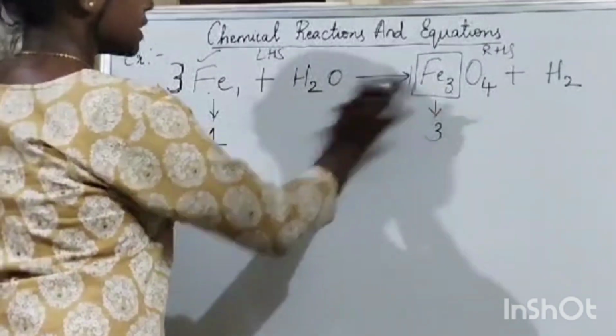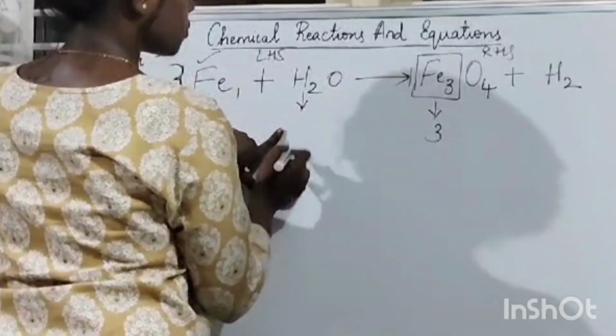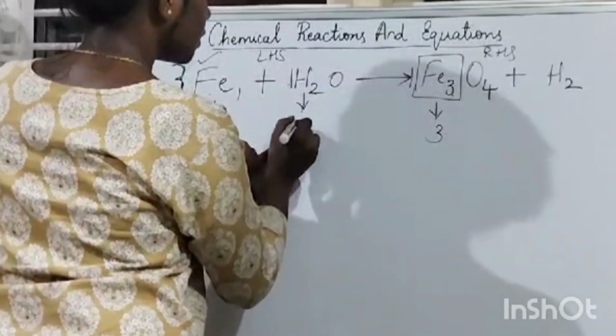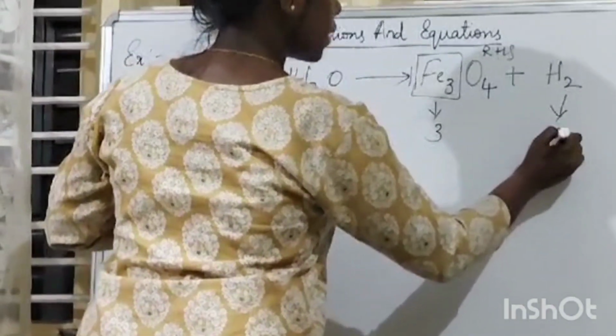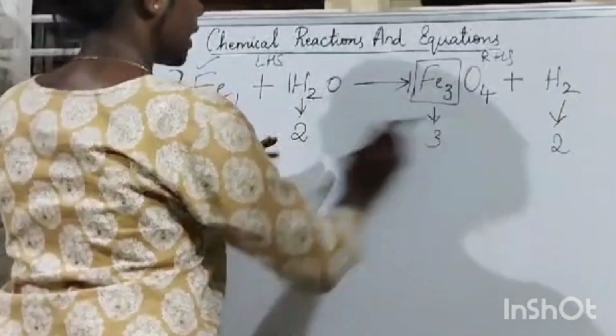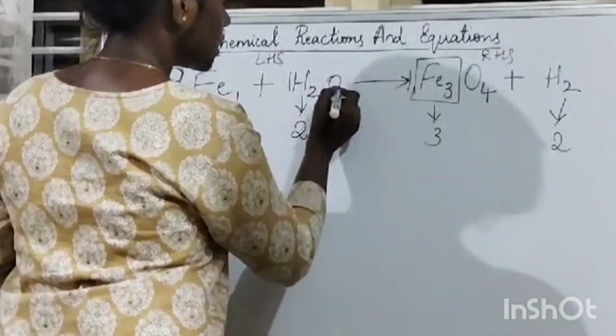So now Fe is balanced. Now let us go for hydrogen. Here we have 2 hydrogen molecules. Here we have 2 hydrogen molecules. Hydrogen is balanced. Now let us look for oxygen.